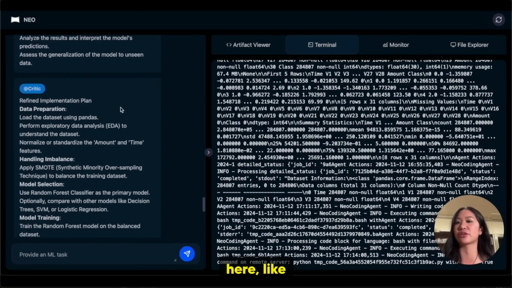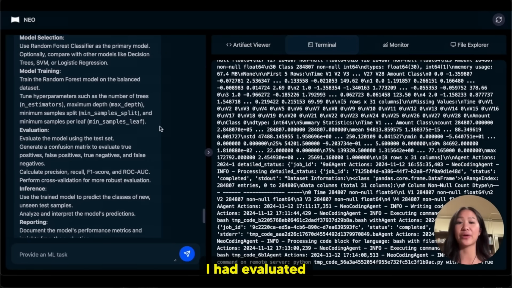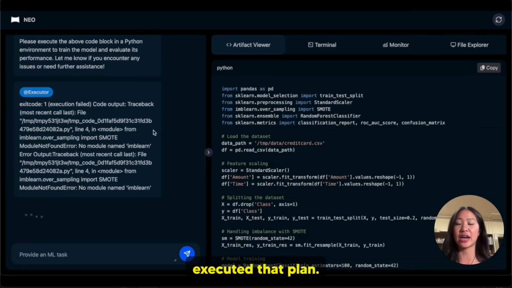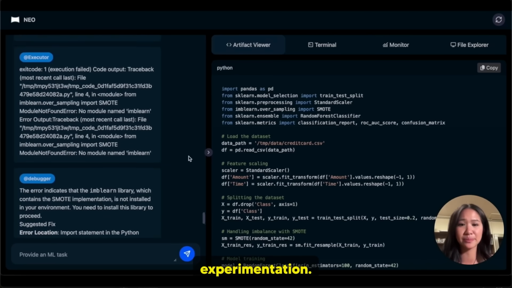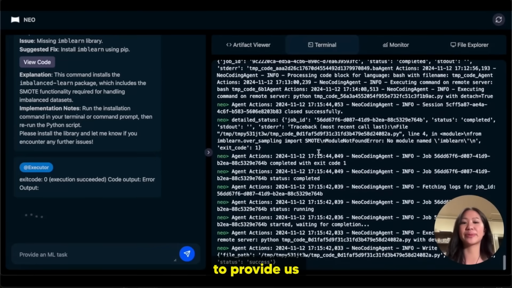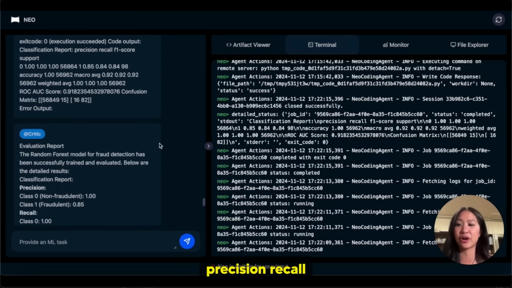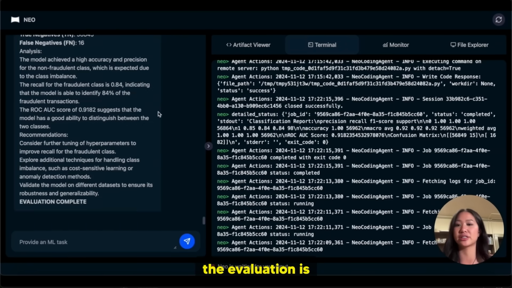So as you can see here, the options on the left in the chat. And then once I had evaluated these options, it was able to come up with a finalized plan. And then it executed that plan, so it went ahead with running the training and the experimentation. And then once these things were run, Neo was able to provide us with an evaluation, which included a precision, recall, and also an F1 score. So as you can see, the evaluation is on the chat on the left.